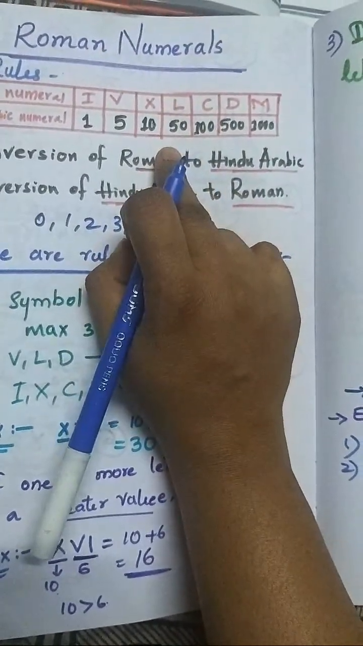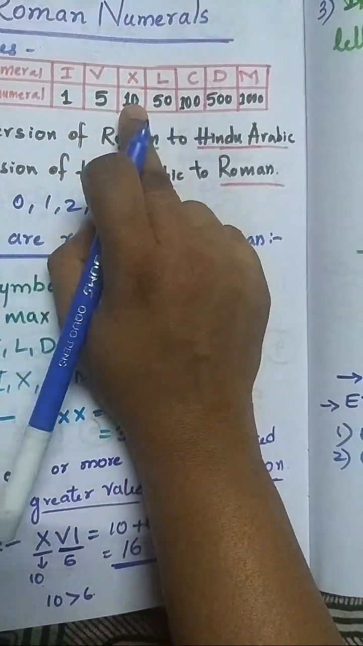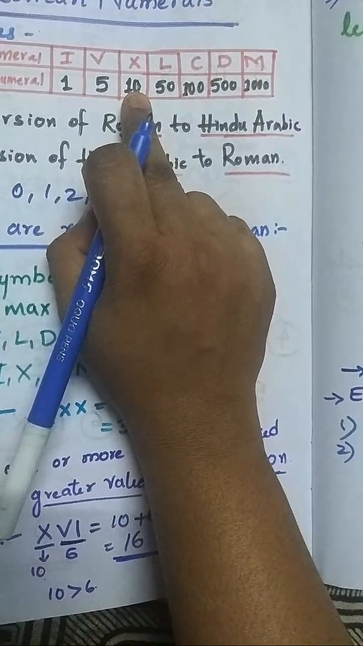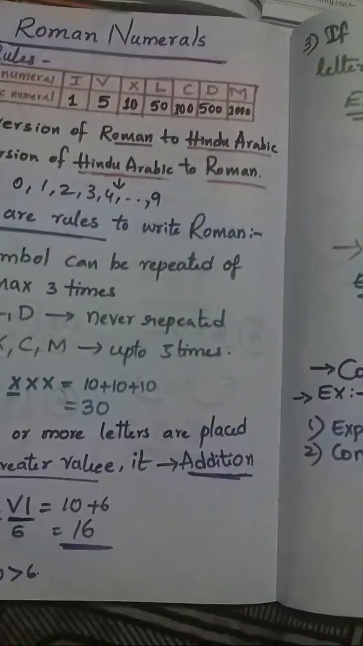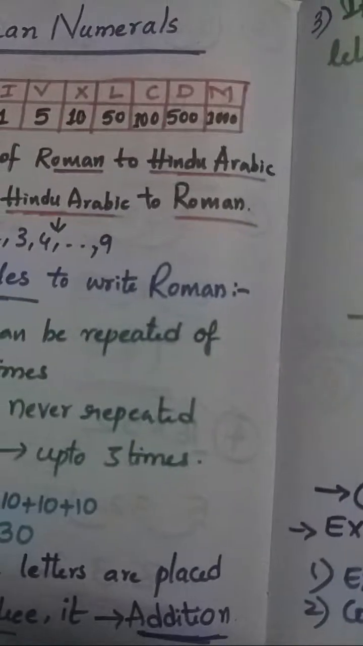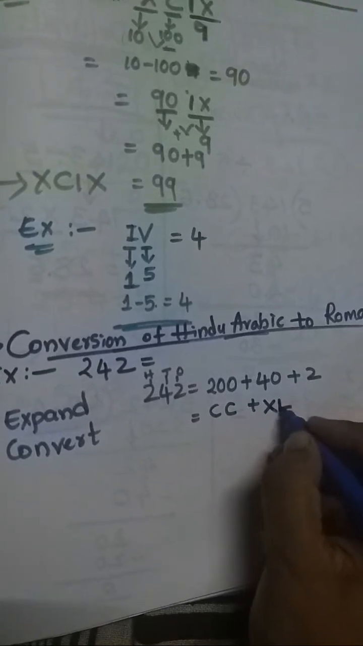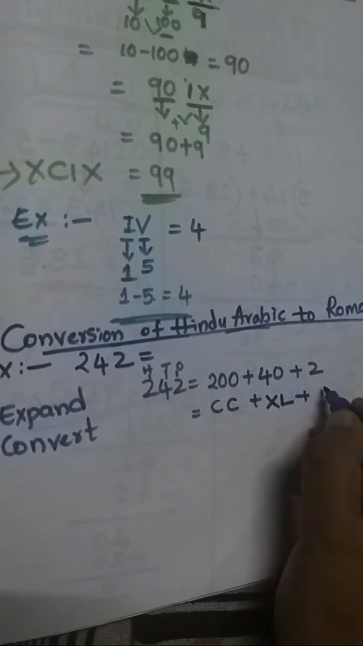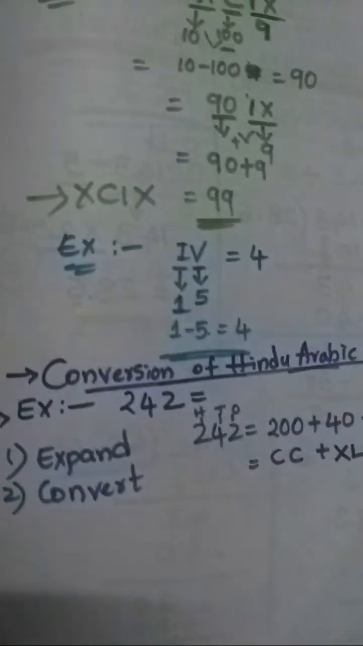L is 50 and X is 10. Then before 50 we have to write the smaller number, then we get minus. From rule 3, subtraction: we do subtraction when the number before is smaller and the number after is bigger. We get 40 here. Then write X first, then L means 50. Then we get 40. 2 means we have to write I 2 times. We get 2.